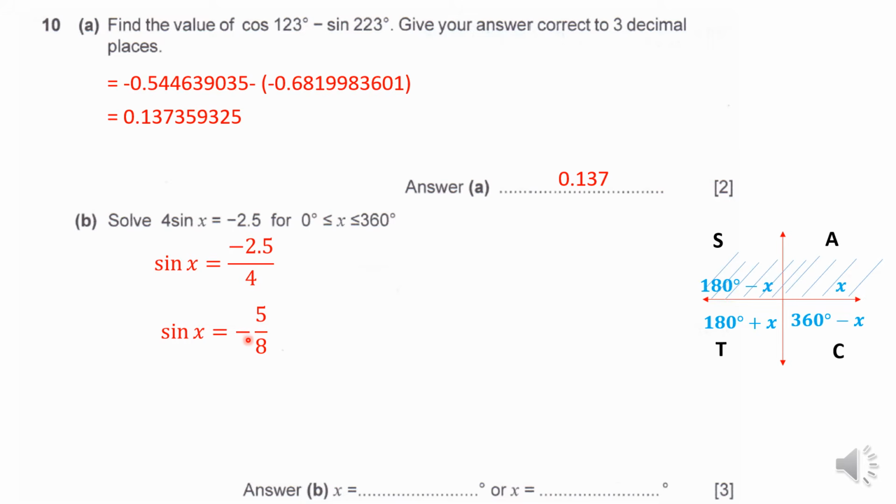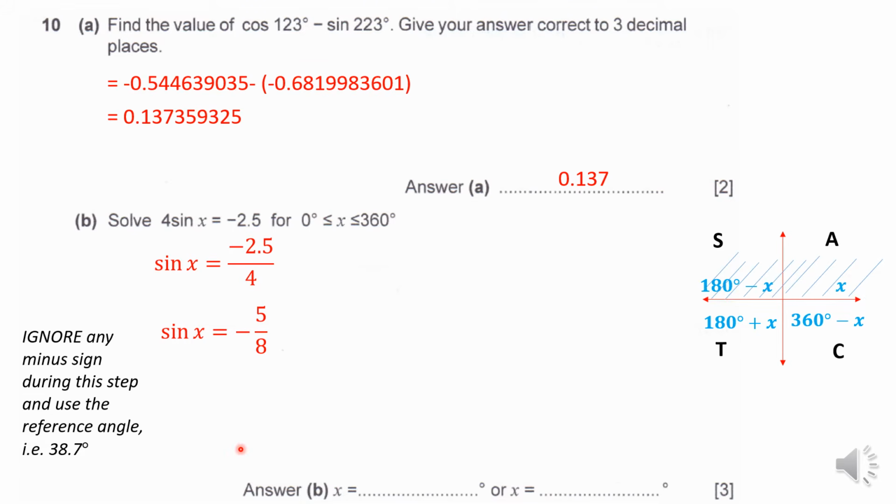But to find the angle x, I'm not going to use a negative on the calculator. Remember, when you press shift on the calculator, just find the positive angle. So you say inverse sine of 5 over 8, not negative 5 over 8, because we're not dealing with negative angles here. So I'm looking for a reference angle. So my reference angle will be 38.6821. So I'm going to have it as 38.7.